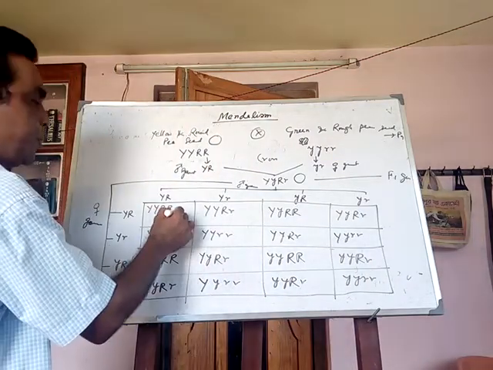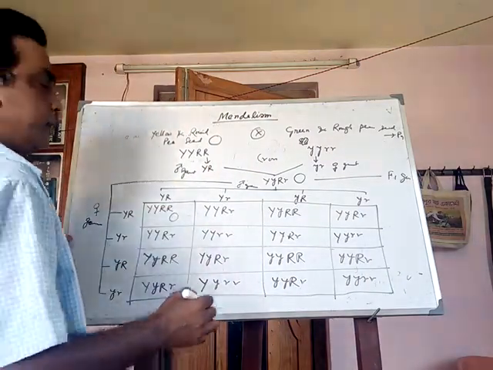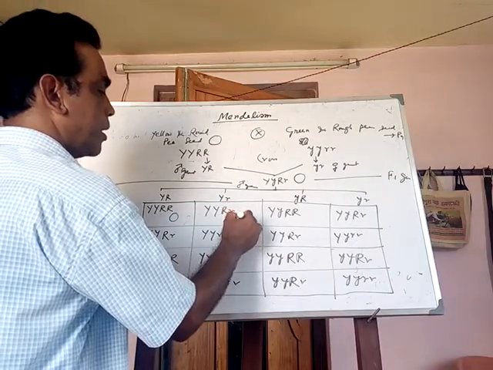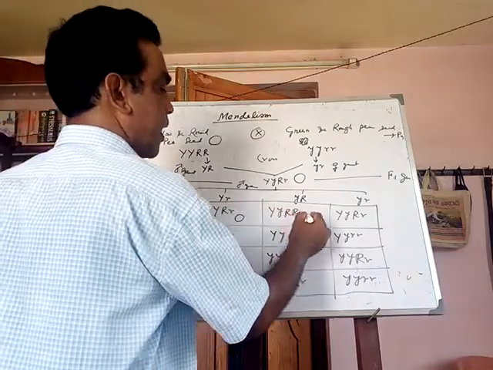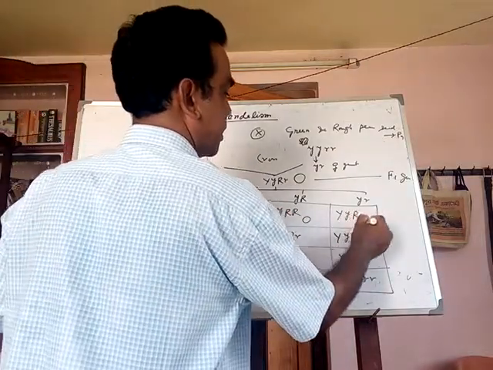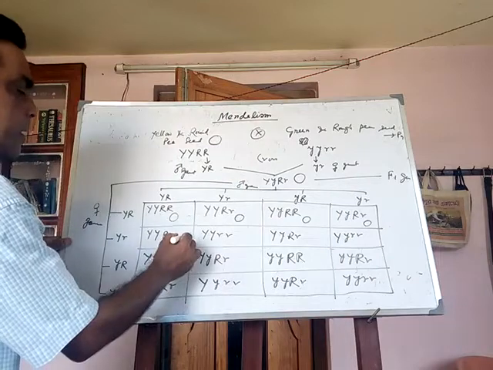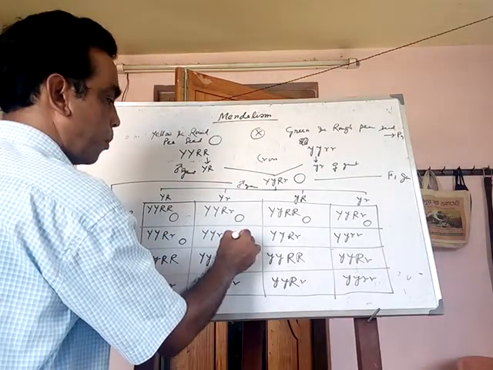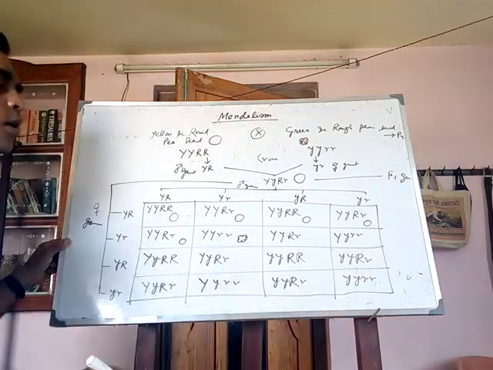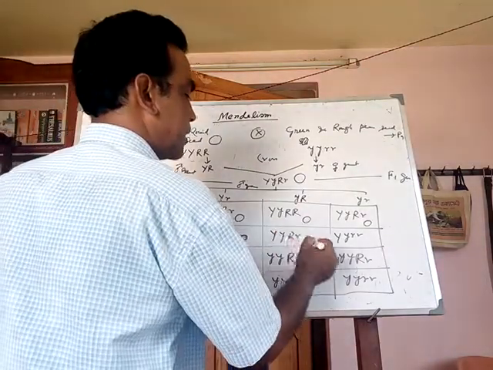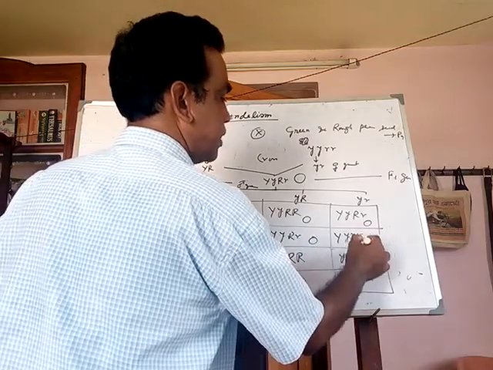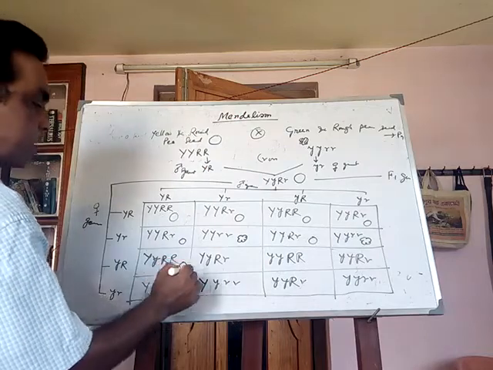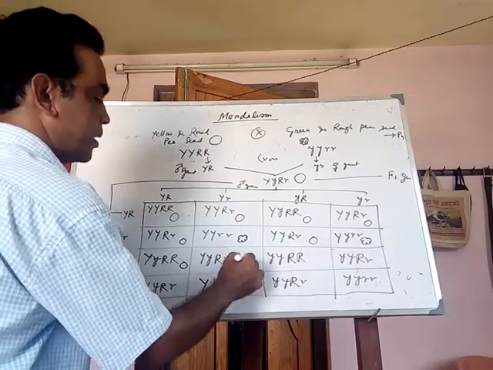So it is pure yellow rounded seeds. It is hybrid yellow rounded seeds. It is yellow but not rounded. It is rough. It is yellow rounded seeds. It is yellow but not rounded. It is yellow rounded seeds. Hybrid. It is yellow rounded seeds.